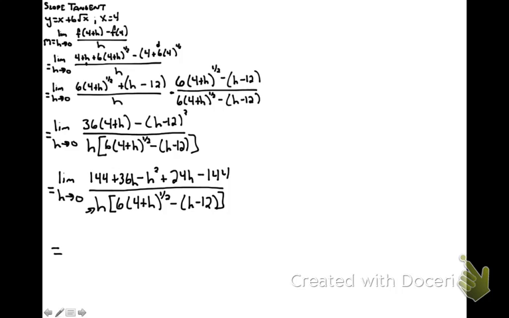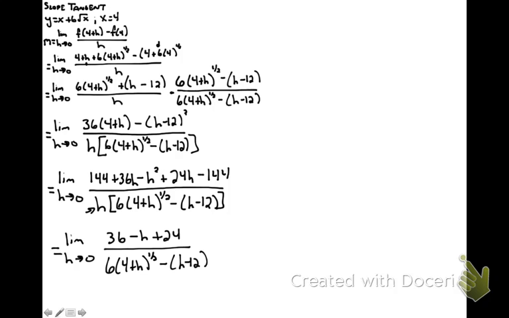So when the 144 subtract out and I divide the numerator by h, I'm left with the limit as h goes to 0 of 36 minus h plus 24 all over 6 times 4 plus h to the 1/2 minus h minus 12. And now I can actually take the limit here. I'm left with 60 in the numerator, and I'm left with 12 plus 12 in the denominator, which reduces to 5/2, which means the slope at x equals 4 is 5/2.